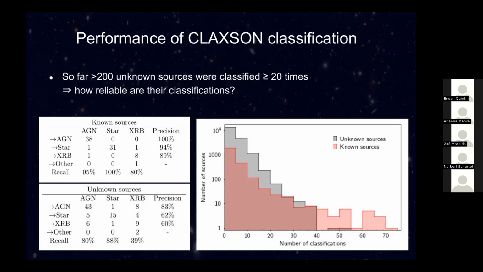But you see here the confusion matrix of user classification for known sources, so they have good precision and recall. This is using, as I said, the majority classification given all user answers on each source. And here is the confusion matrix on unknown sources. So how do I get the true types here? It's using Klaxboy.